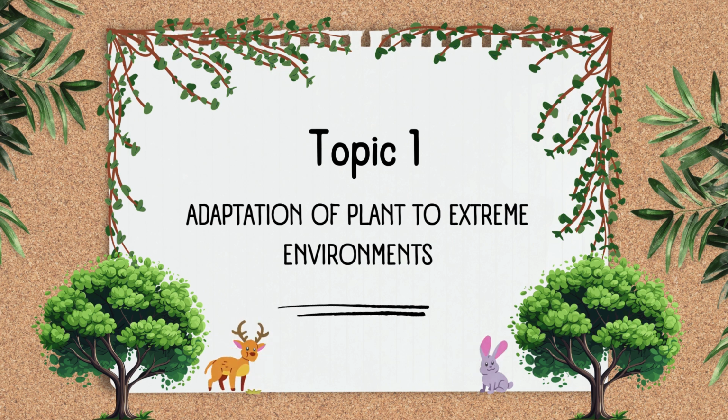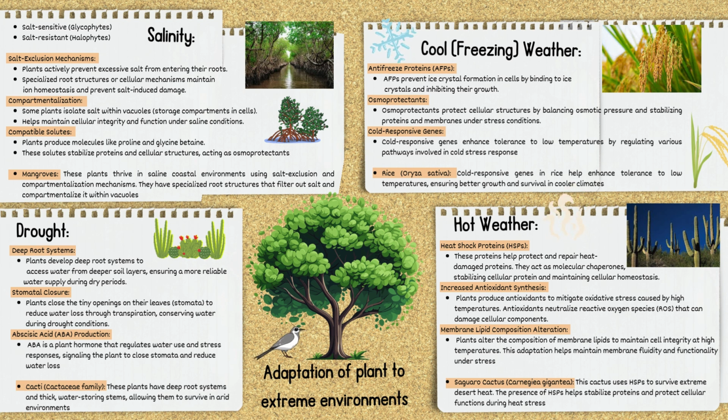Topic 1. Adaptation of plants to extreme environments. The plants that live in salinity conditions are salt-sensitive glycophytes and salt-resistant halophytes. The mechanism they use is the salt exclusion mechanism, which prevents excessive salt uptake through specialized root structures or cellular mechanisms. The second one is compartmentalization, which isolates salt within the vacuoles to maintain cellular integrity.